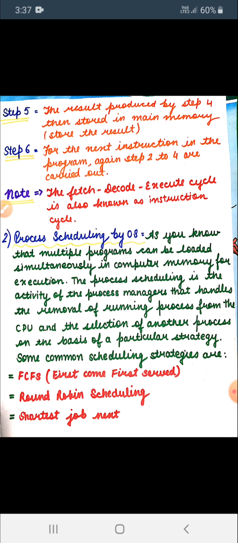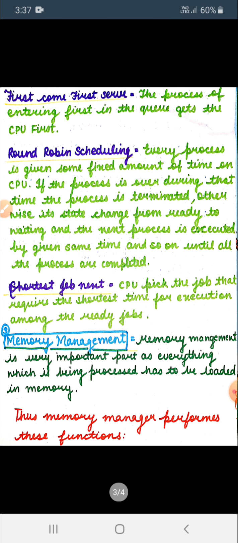First come first serve means the process entering first in the queue gets the CPU time first. Second is round robin scheduling. It is an important scheduling technique. Every process is given some fixed amount of time.